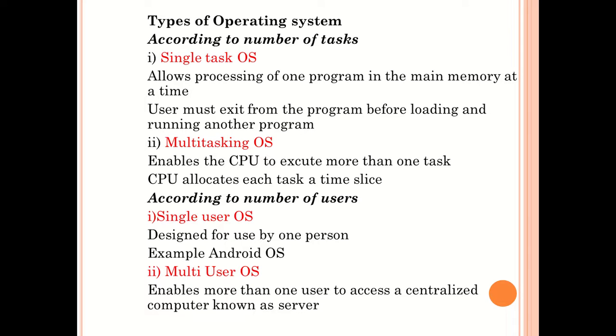Multitasking OS comes to remove the limitation that single task OS has. It executes more than one task. The CPU allocates each task a time slice. So as much as we have many tasks in the CPU, each and every task is given a certain timestamp. Once that timestamp has elapsed, the CPU is taken away from that task and given to another task.